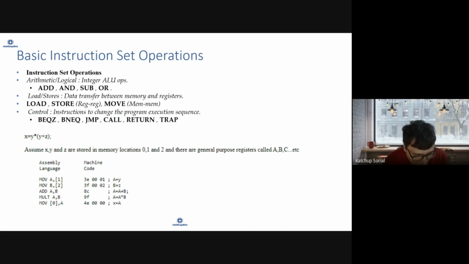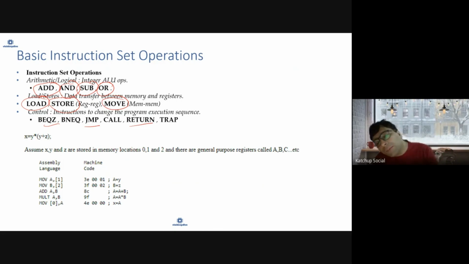The instructions can be, maybe, add two operands and put the result somewhere, and subtract, or as we saw in the case of load-store architecture, load from memory, store into the memory, move from one location to another. Or there can be control structures like jump, loop, return, those kinds of structures. So these are some basic set of instructions which can be coded in assembly language.